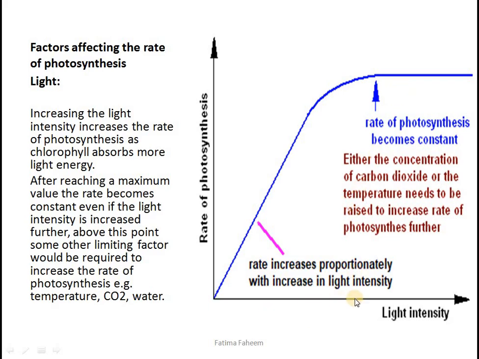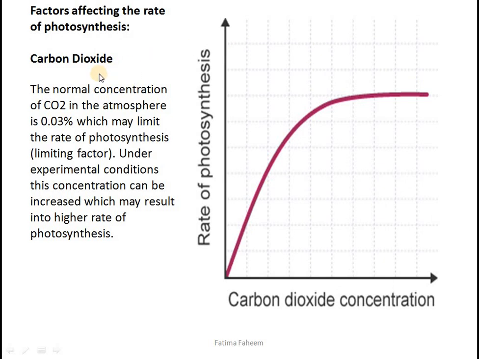Light had to play its role till this point, and after that, no matter how much light you increase, the rate of photosynthesis will remain constant. It will not increase because there would be other factors needed by the plants to increase the rate of photosynthesis. Then we have carbon dioxide concentration.